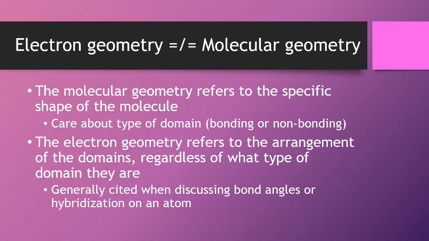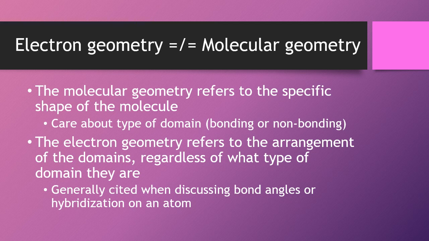Important thing to note, there are 2 different kinds of geometries we usually mention, electron geometry and molecular geometry. The previous slides have talked about the molecular geometry. It refers to the specific shape of the molecule. In order to look at the shape of the molecule, we have to look at where the bonding and non-bonding domains are, aka which domains consist of bonds and which ones consist of lone pairs. To look at the shape, we generally look at just where the bonding ones are, although the lone pairs will dictate what the bond angles are.